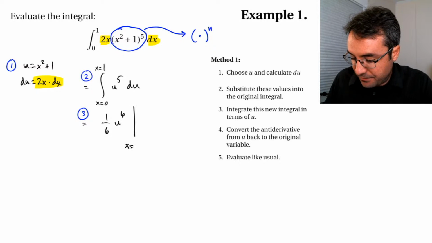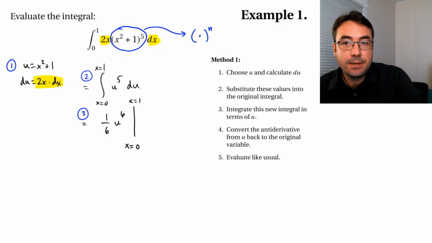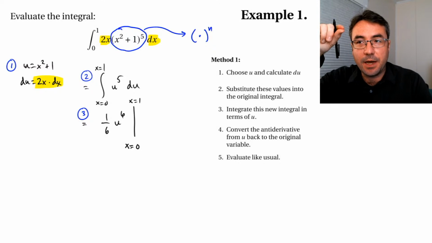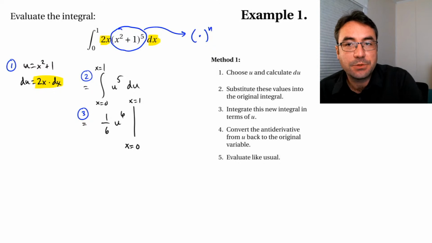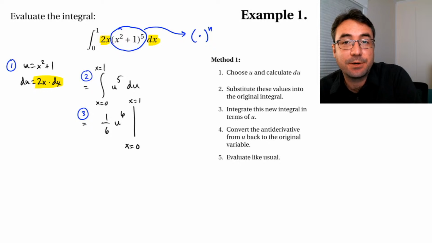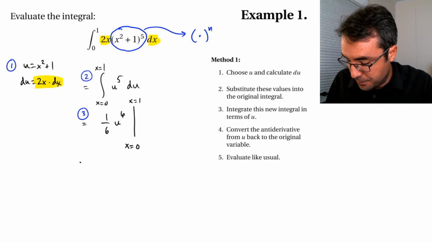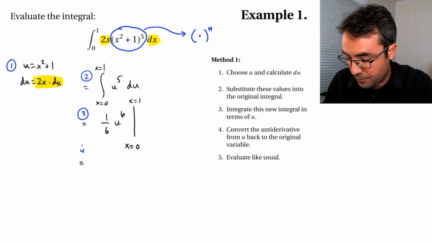And since we're doing a definite integral, we put our evaluate line on the right there. So we put this big vertical line, the lower limit on the bottom, the upper limit on the top. So we're going to evaluate this from x equals 0 to x equals 1. Next step, we're going to convert our antiderivative back to x.